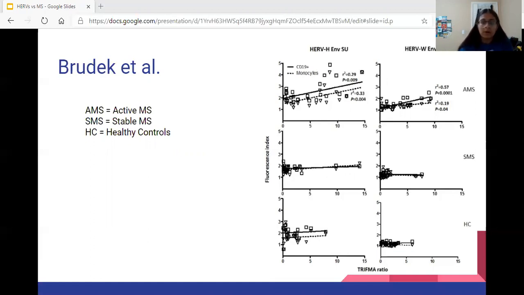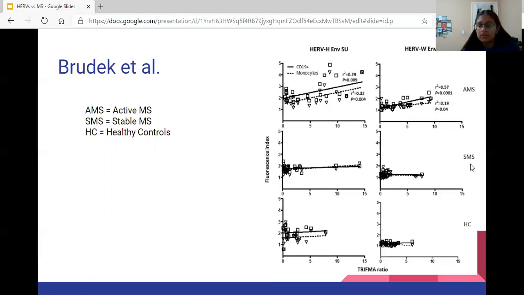So basically what Brudek et al. did is that they measured the amount of HERV proteins by inserting antibodies and then studying the immunofluorescent activity. And what they found, in this graph on the right, you see a line for CD19+, which is the code that they used for B cells. And then you also see a dashed line for monocytes.